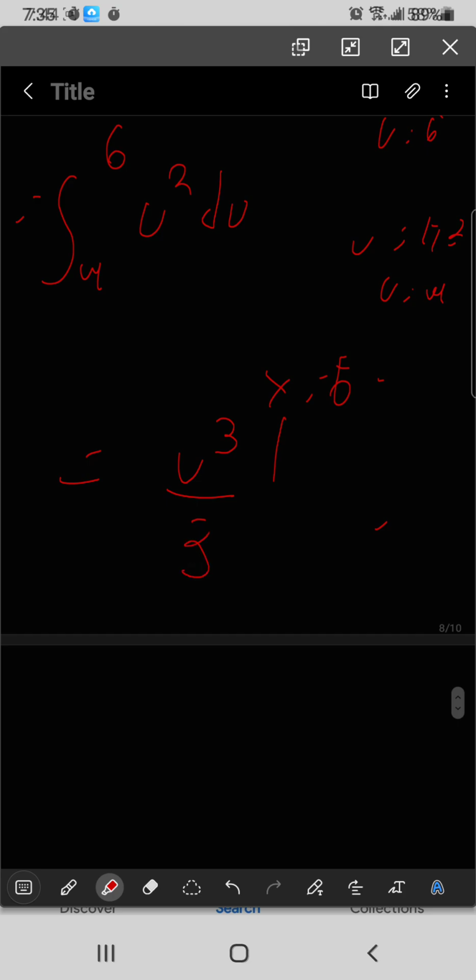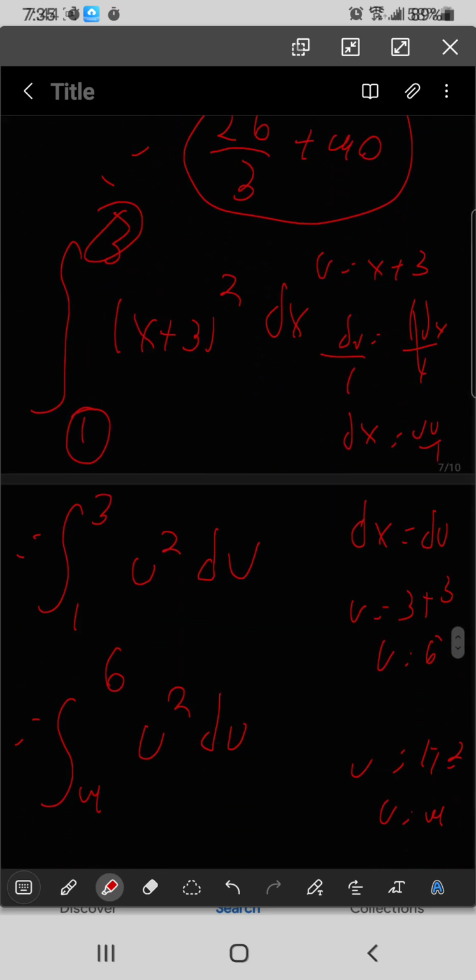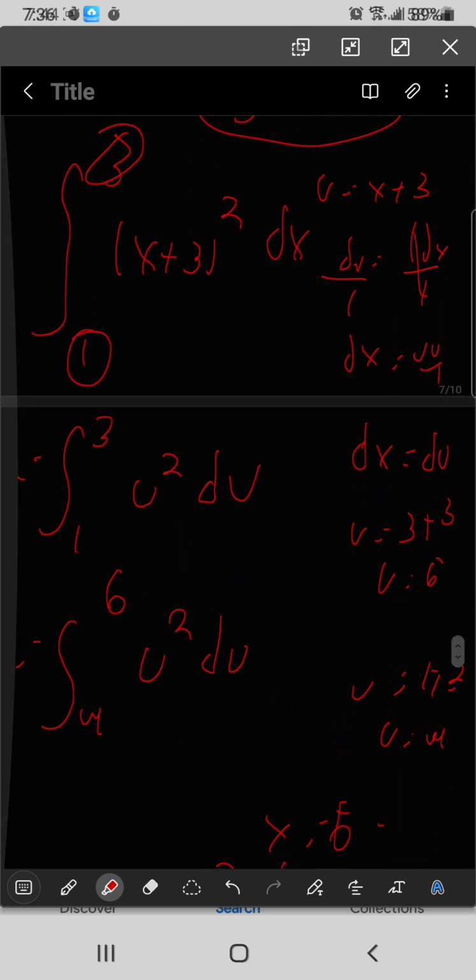Okay. So replace u, and the term will be x + 3. So we have (x + 3)^3 divided by 3, evaluated from x equals 4 to x equals 6. Okay, so this is what we have now, because u is equal to x + 3. Okay. Now this makes sense. Okay, good.